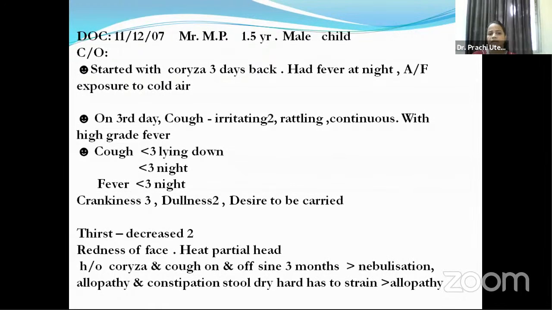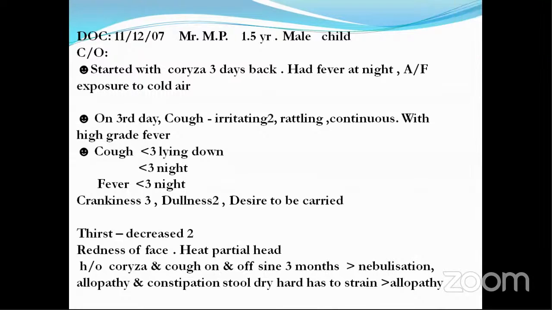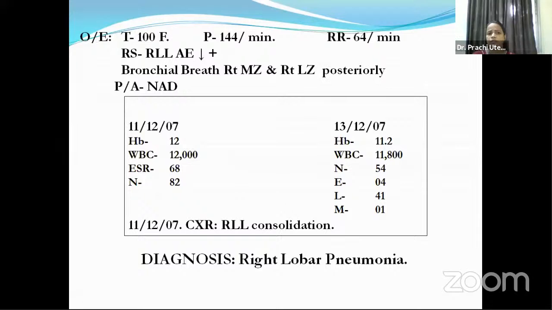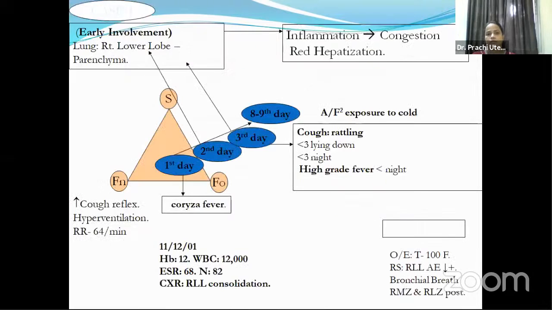There was a history of coryza and cough on and off since 3 months, better by nebulization and allopathy, and constipation on and off, with stool dry and hard, having to strain, which was better by allopathy. On examination, air entry was a little reduced on the right lower zone, and bronchial breathing was seen in the right mid and right lower zone, and the diagnosis is right lower lobe pneumonia. There was a consolidation seen in the right lower lobe.